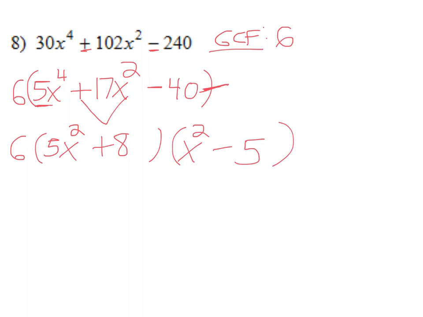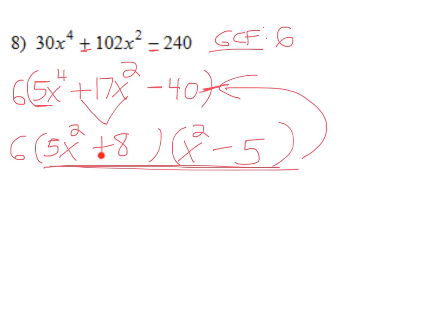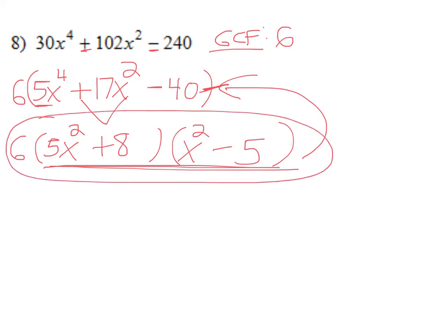And again, if you FOILed this whole thing out, these two binomials, you would get this in the parentheses: 5x to the fourth plus 17x squared minus 40. And then we couldn't factor this any further, because I don't have an x term, and 5 is not a perfect square. So this is an example where you can only factor it to where you have a quadratic for each of these. So that's your answer. You can't simplify or factor that any further.